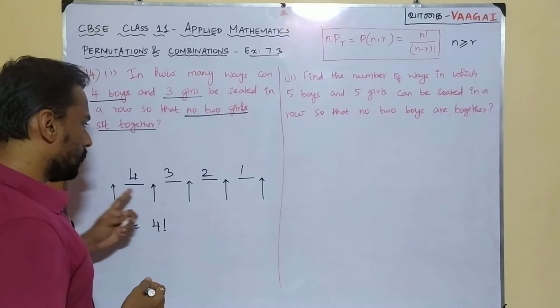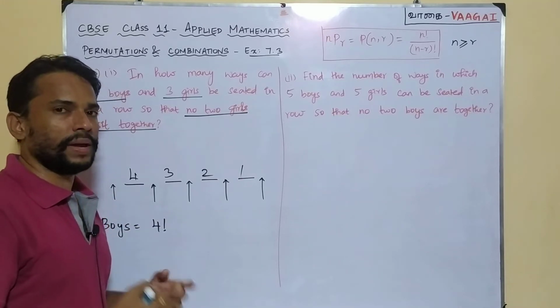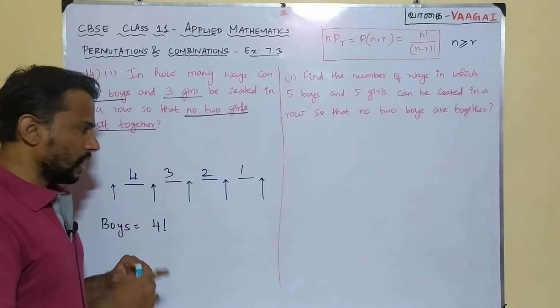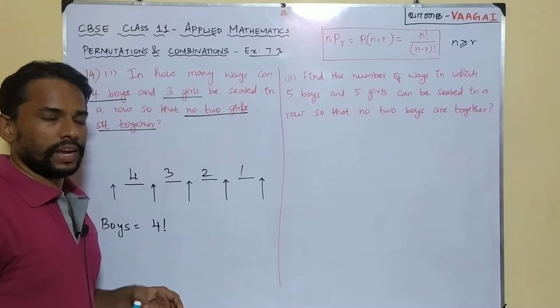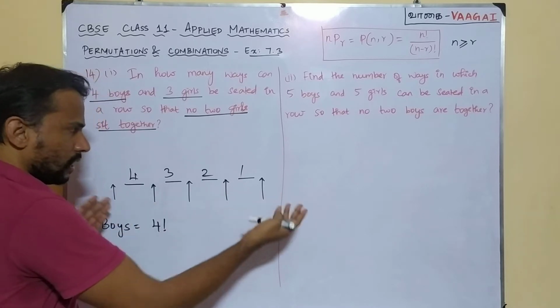Now wherever I made the up arrow marks, in those 5 places I can make those girls sit. I hope you understand now. In any of these slots, if you make the girls sit, definitely no two girls will be together. Is it or not? Fine. Yes, you can even examine and see that.